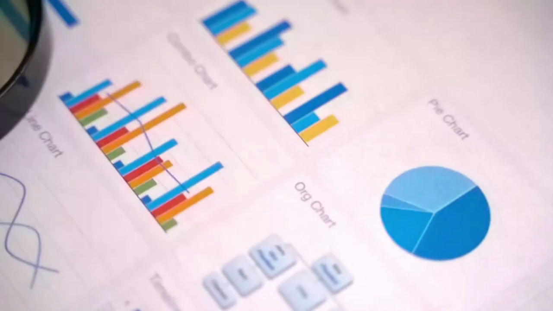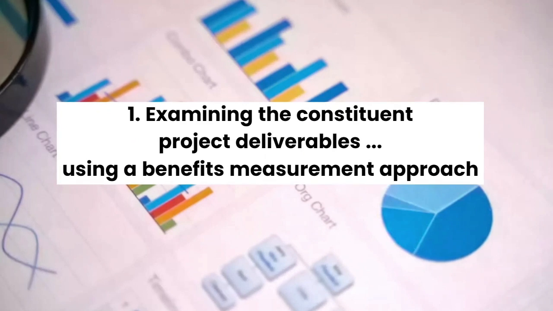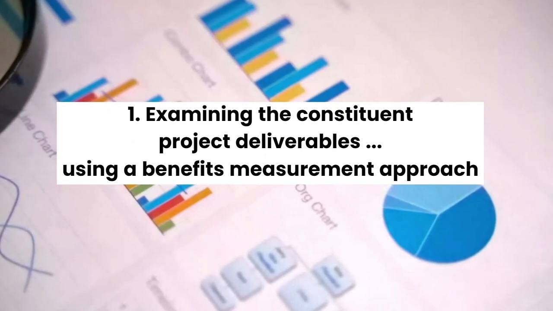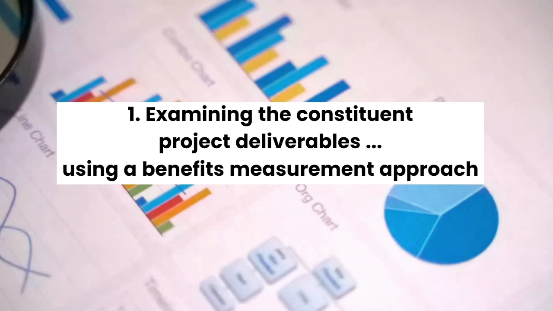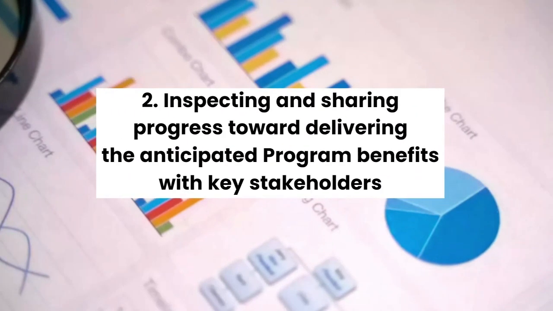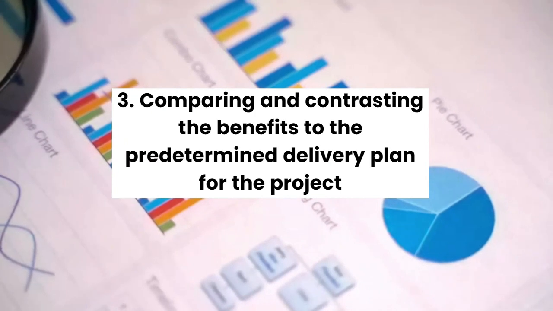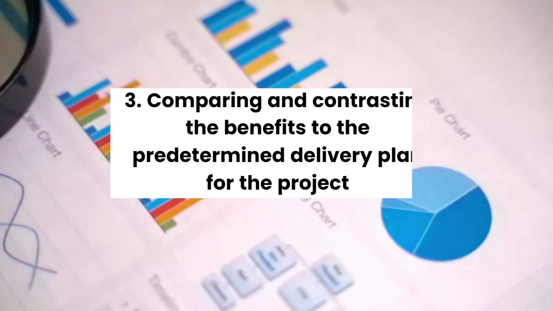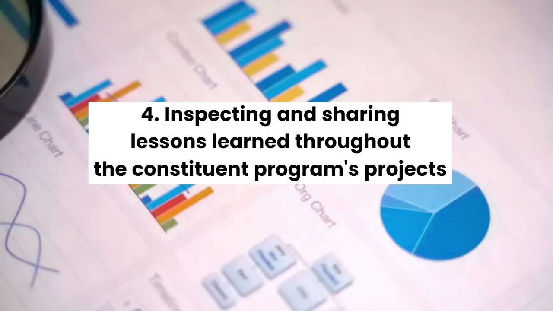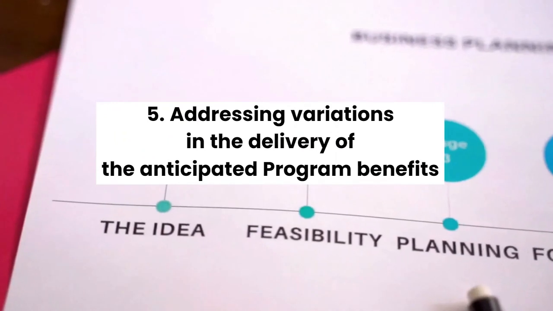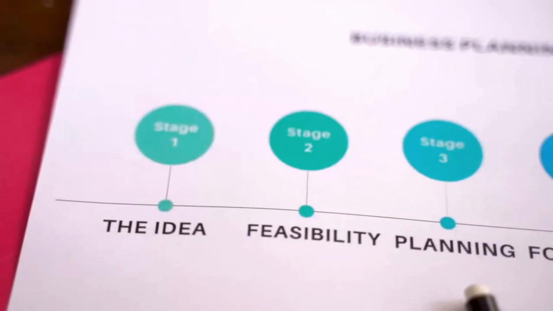We will concentrate on: 1. Examining the constituent project deliverables using a benefits measurement approach. 2. Inspecting and sharing progress toward delivering the anticipated benefits with key stakeholders. 3. Comparing and contrasting the benefits to the predetermined delivery plan for the project. 4. Inspecting and sharing lessons learned throughout the projects, and 5. Addressing variations in the delivery of the anticipated benefits. Let's move into focus point 1.